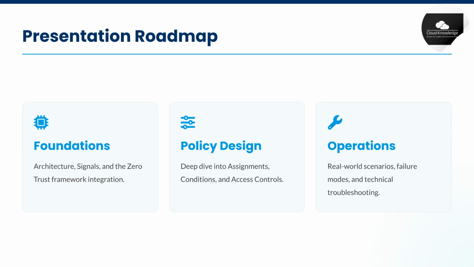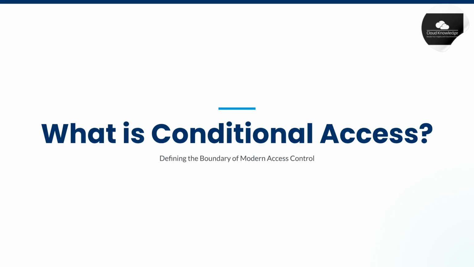Our roadmap covers three main areas: foundations, including architecture and Zero Trust integration; policy design, focusing on assignments, conditions, and access controls; and operations, covering real-world scenarios and technical troubleshooting. Let's start by asking, what is conditional access? It defines the boundary of modern access control.